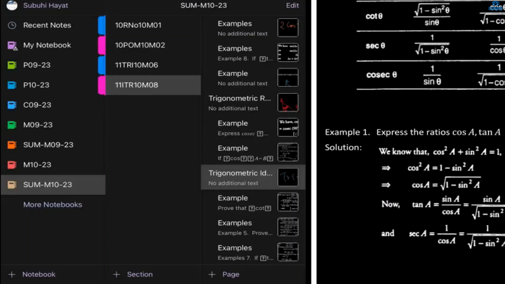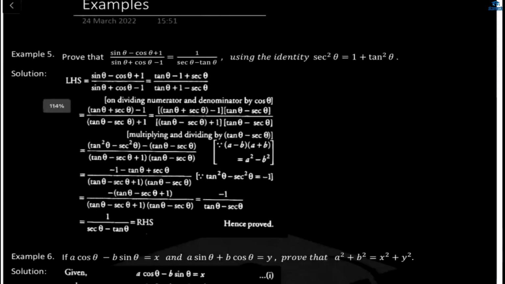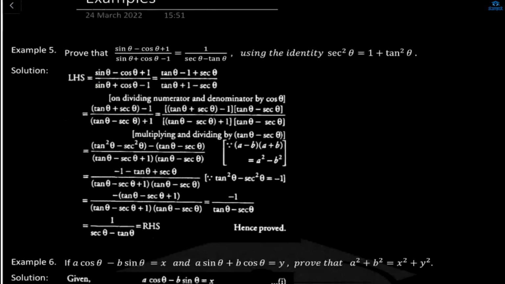Okay, then I'm going to start. Okay, so we were doing examples. Some more examples we will do on trigonometric identities, the formula that we just did.